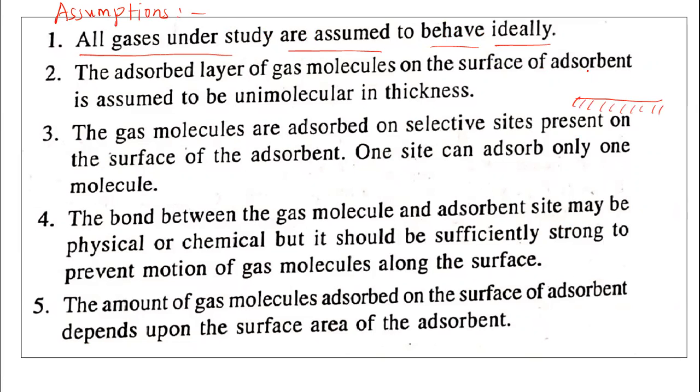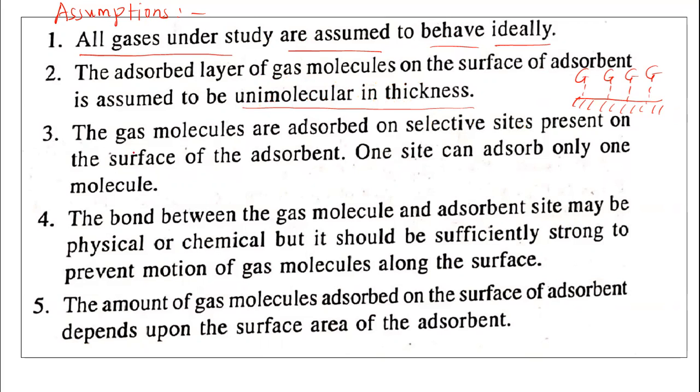Suppose that this is the adsorbent and gaseous molecules are adsorbed here. So there is a formation of only one layer on the surface of the adsorbent. So it is unimolecular in thickness, or it is a unilayer process. The adsorbed layer of gas molecules on the surface of the adsorbent is assumed to be unimolecular. Therefore, Langmuir's theory is also called Langmuir's unimolecular adsorption process.